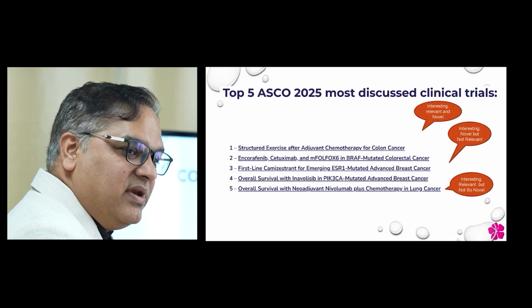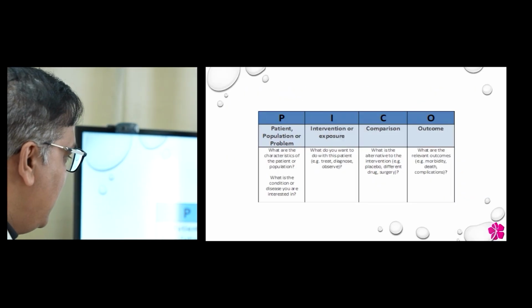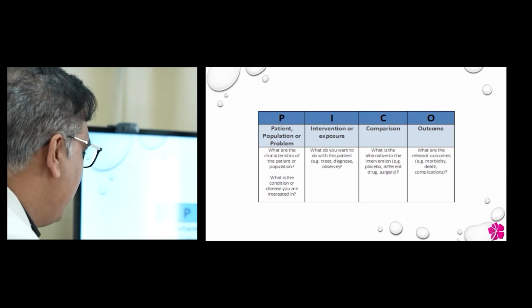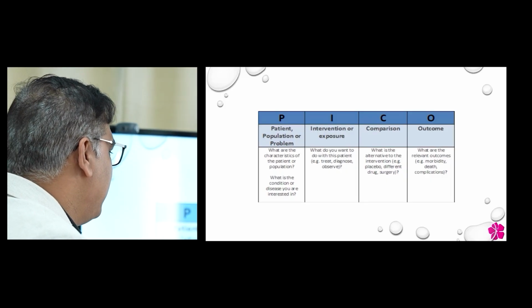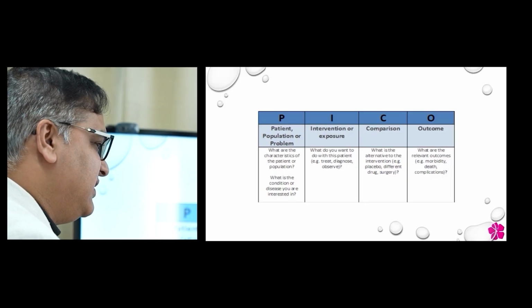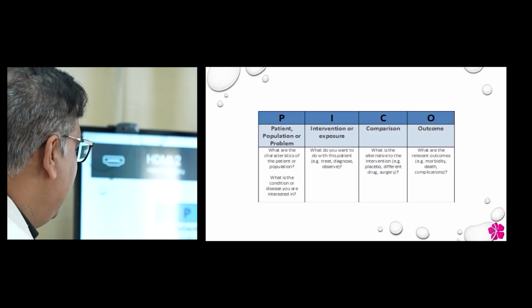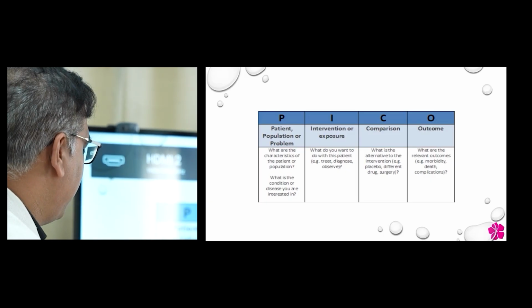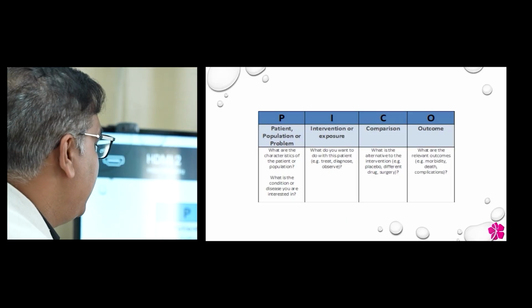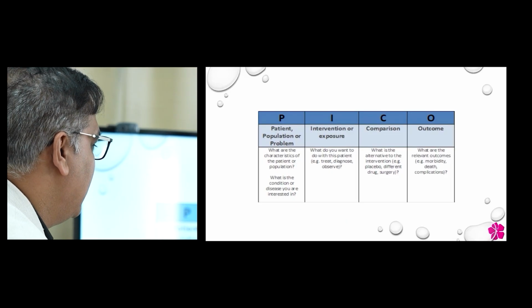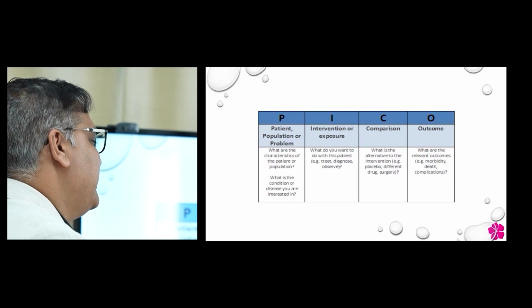Next. Another way of forming a question is the PICO method, where P is patient population or problem, I is intervention or exposure, C is comparison, and O is outcome. In P, it's what are the characteristics of the patient or population. I is what do you want to do with the patient. C is what is the alternative to the intervention. Now, O is what are the relevant outcomes.